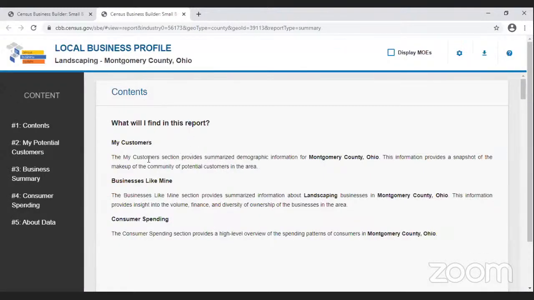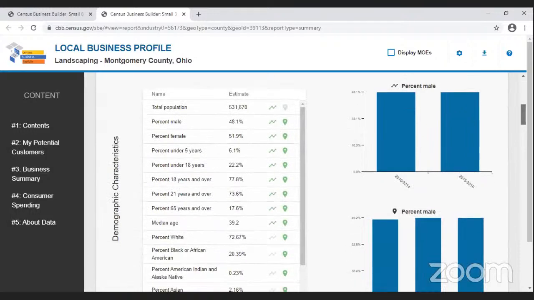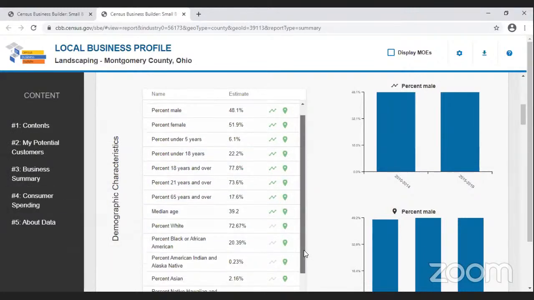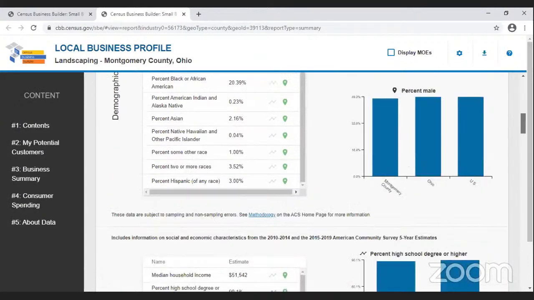So you can see the reports broken down by my customers. That's the ACS data. Businesses like mine, that's all the economic data, the county business patterns, the economic census, and the non-employer statistics. And then you got your consumer spending. So if you look at the report, this is from Montgomery County, since that's what I was on. You can see the total population of Montgomery County and all the different, male, female, the age breakdowns. Then you got race and ethnicity. And then you've got housing.